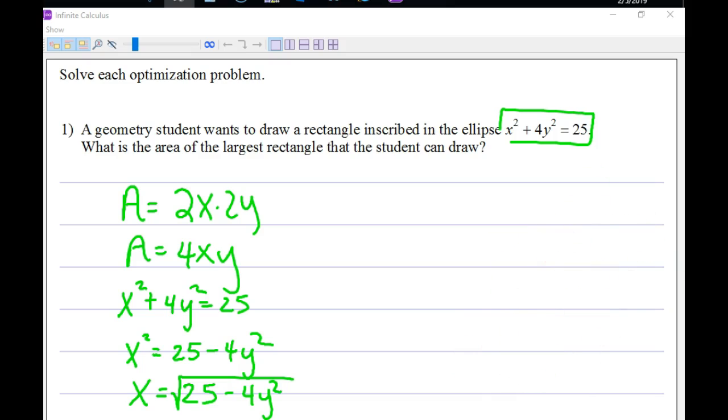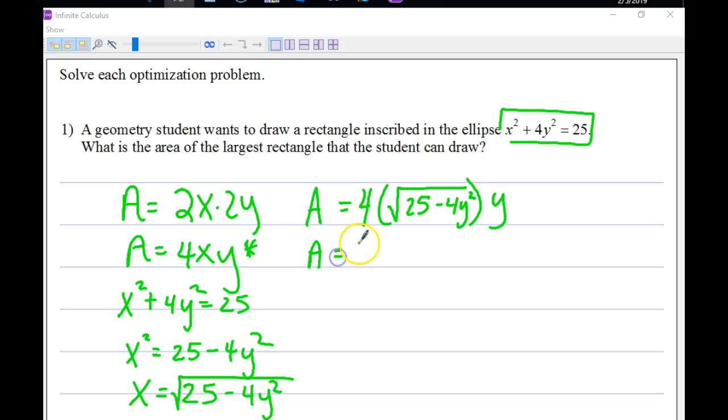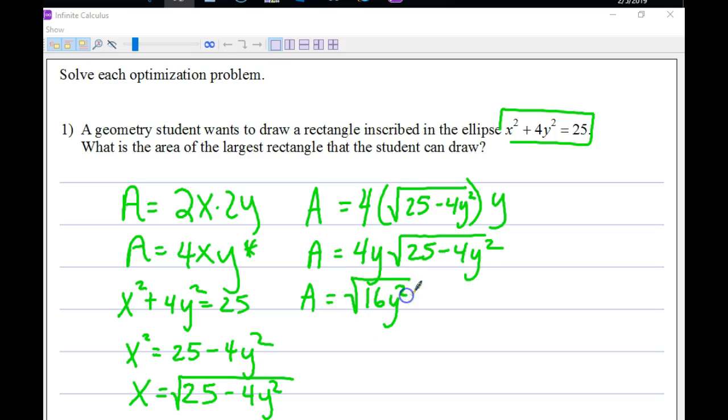So now we go back to our original primary equation and we replace the x with what we just found. The x is the square root of 25 minus 4y squared, and then we have a y. I'm going to rewrite this though, so the 4y is in the front. Now, you could find the derivative of this using the product rule, but I'm going to show you a little trick that we can do to kind of make this a little bit easier. Do you guys agree that 4y is the same thing as the square root of 16y squared?